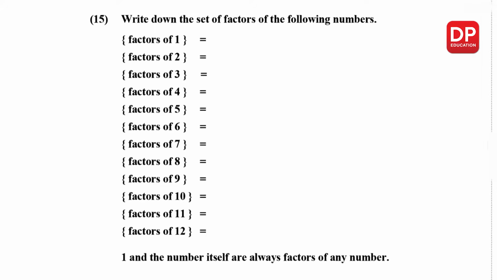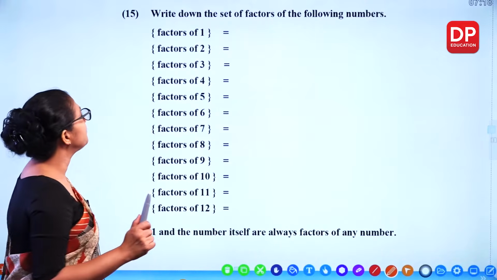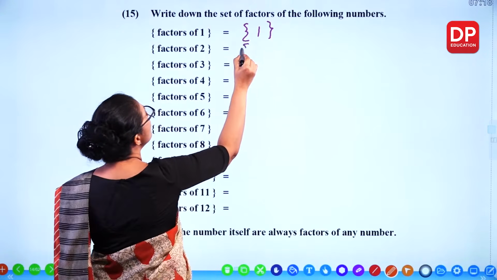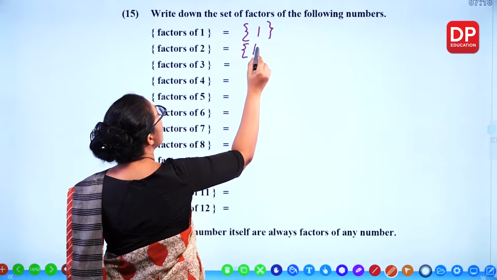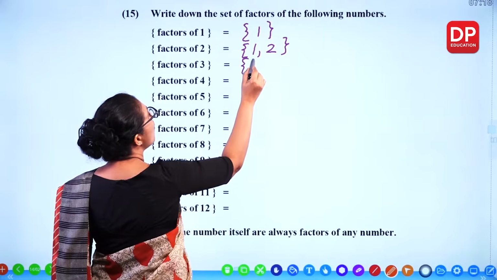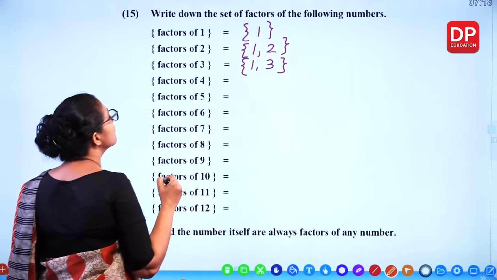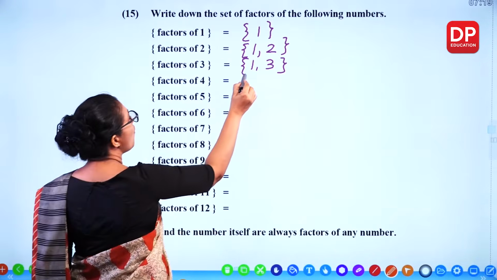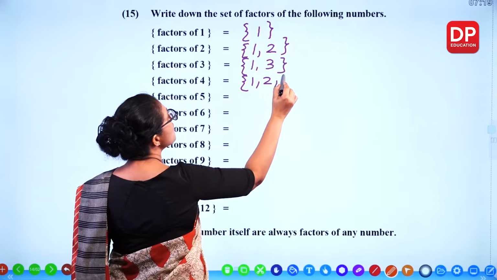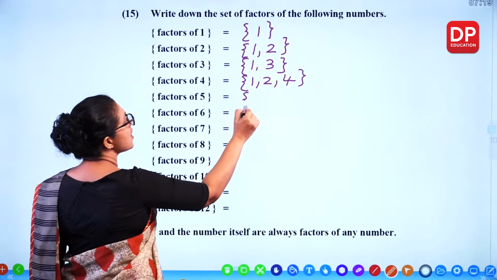Write down the set of factors of the following numbers. Factors of 1. 1 is 1 times 1. So just 1. Factors of 2. 1 times 2 or 2 times 1. So 1 and 2. Factors of 3. 1 times 3, 3 times 1. Factors of 4. 1, 2 times 2, and 4 times 1. So 1, 2, 4. Factors of 5. 1 times 5.